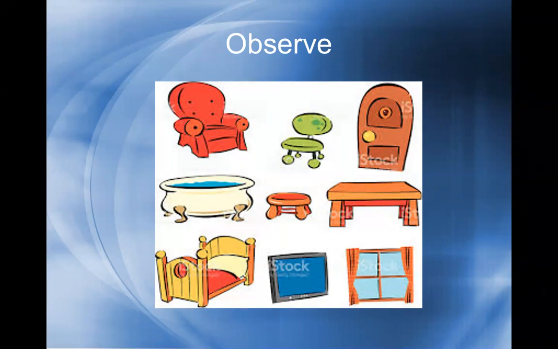So we had the red chair, the green chair, the door, the bathtub, the stool, the table, the bed, the TV, and the window. Okay, all right. Now I'm gonna take you to a little different level of difficulty. And once again, you're in observe mode here, not to be writing, but just observing.